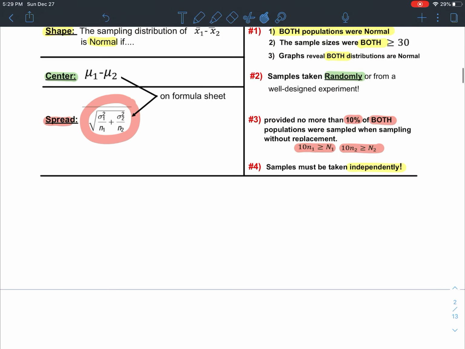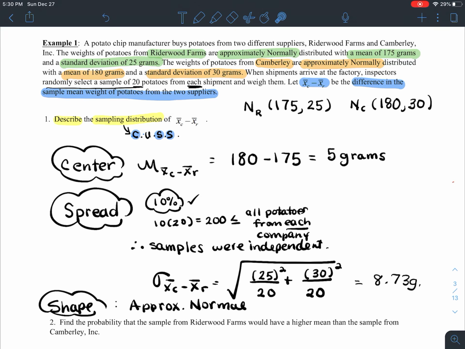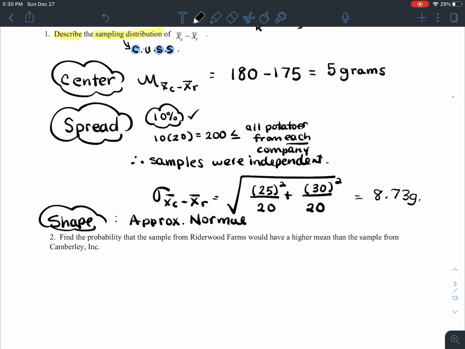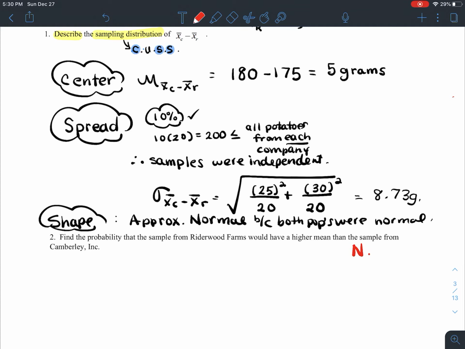If we were told that both of the populations were normal, then we can conclude that when we combine them together like this, the combined population or our combined samples would also be normal. Now, it did tell us that each one was normal. Riderwood Farms, approximately normal. Camberley, approximately normal. So I can just cite approximately normal because both populations were normal. That allows me to summarize that for Camberley minus Riderwood, the shape is normal, the center would be 5 grams, and the spread 8.73 grams.